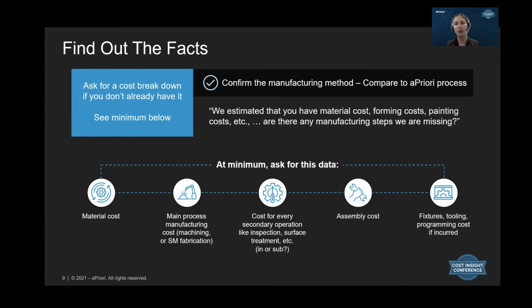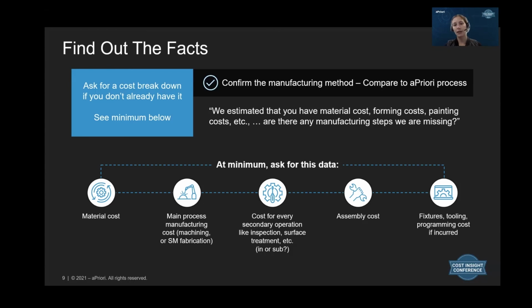You can also use the data to guide you to ask for specific pieces of information if they're not able to share a cost breakdown. For example, if aPriori says most of the cost is in overhead, you can ask them to confirm the machine they're using. Or if most of the cost is in labor, you can ask them to confirm the labor time. Or you can start by asking them if they agree that labor is the biggest cost driver.